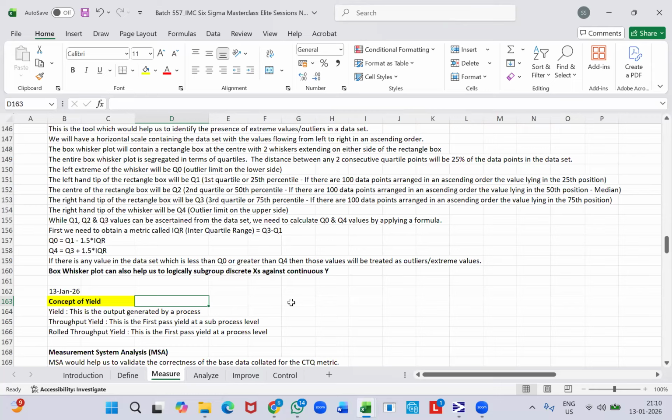And then we have what is called the roll throughput yield. Roll throughput yield is the first pass yield at a process level. So we will be calculating the roll throughput yield for the entire process. Throughput yield as a metric will be calculated at a sub-process level, but roll throughput yield will be calculated at a process level.